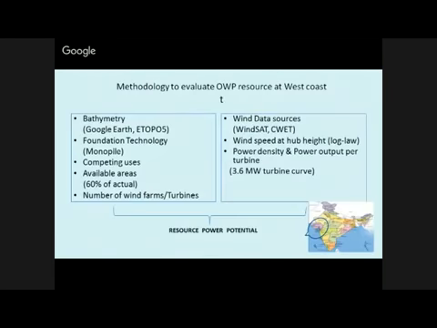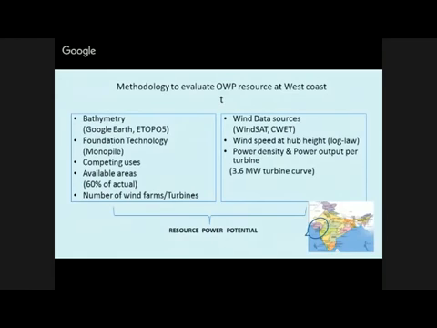We have also done certain case studies of offshore wind power, where we have bathymetry data, foundation technology, and competing uses. Out of that, 60% of the area is usable, because the other 40% we have to subtract. Those 40% are, due to shipping areas and environmental points of view, areas you cannot acquire for certain reasons. So that is one aspect, and it is important.